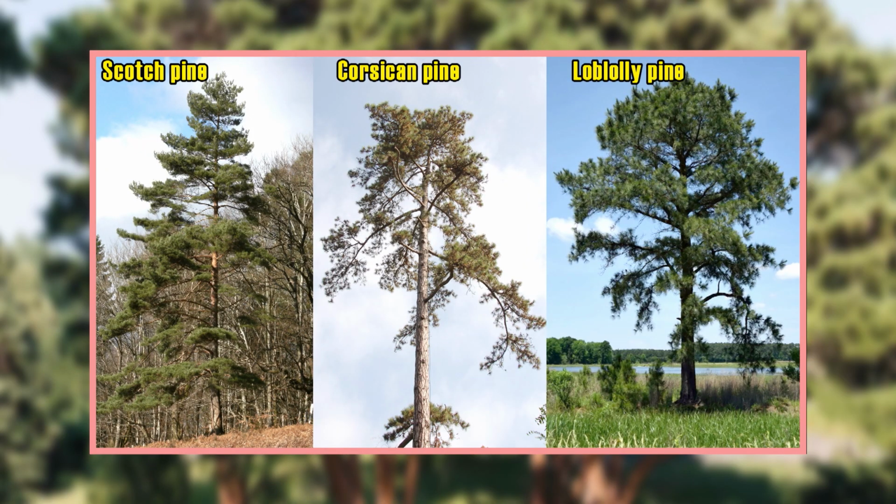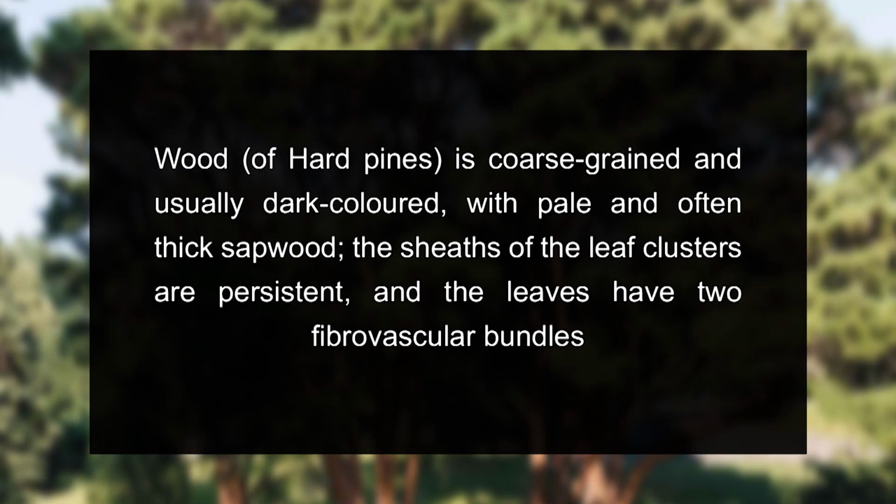On the other hand, hard pines such as Scotch, Corsican and loblolly pines have relatively harder timber. Needles in bundles of 2 or 3, rarely 5 to 8. Cone scales with prickles and large amounts of resin. Their wood is coarse-grained and usually dark-colored with pale and often thick sapwood. The sheaths of the leaf clusters are persistent and the leaves have 2 fibrovascular bundles.